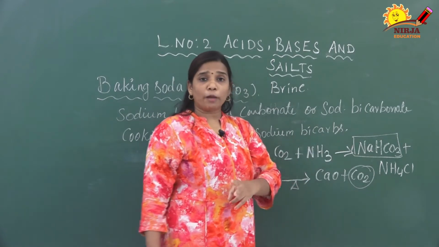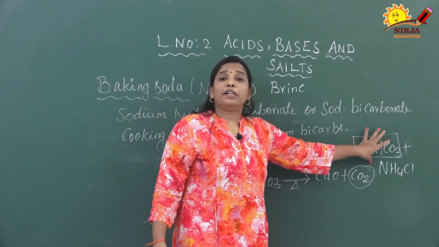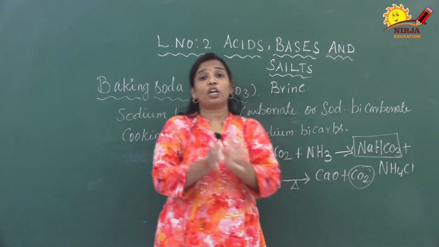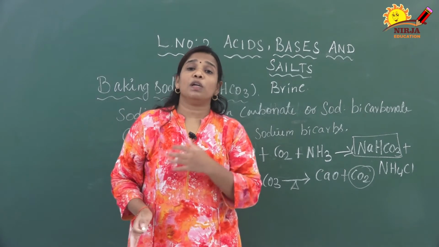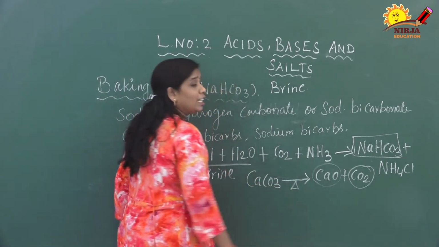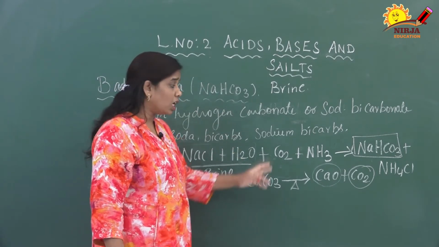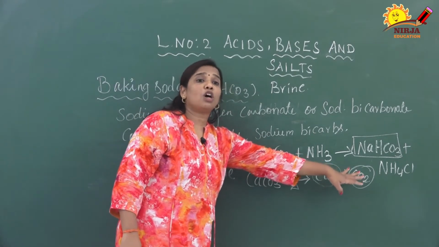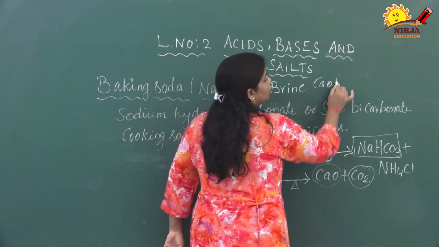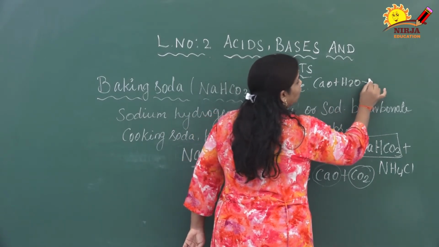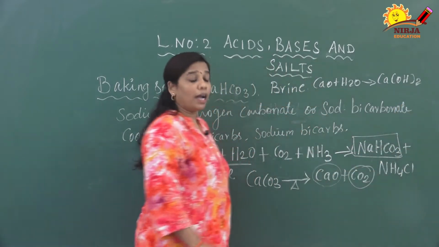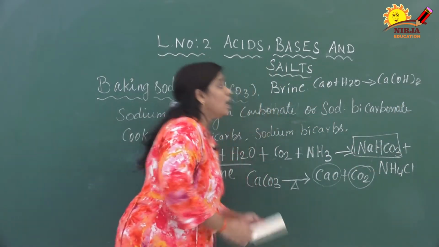Here we get 2 products. One is sodium hydrogen carbonate, that is baking soda, along with ammonium chloride. From this ammonium chloride we have to separate the chloride as well as the ammonia. How do we separate it? When we heat calcium carbonate, CaCO3, one product is calcium oxide, another one is carbon dioxide. This calcium oxide, that is CaO, reacts with water. CaO reacts with water, it produces Ca(OH)2, that is called calcium hydroxide.